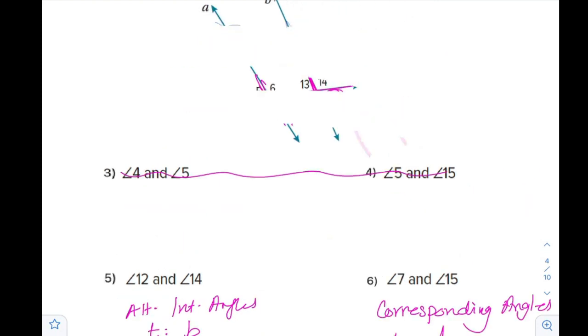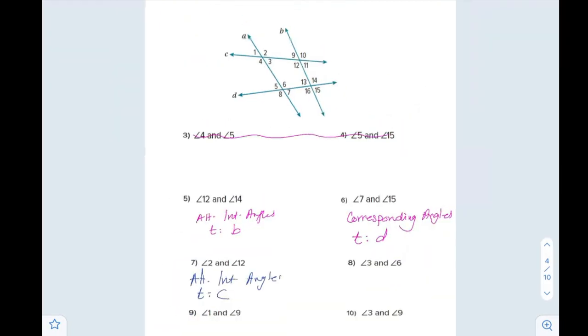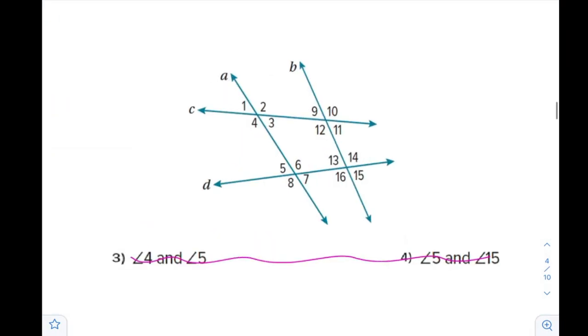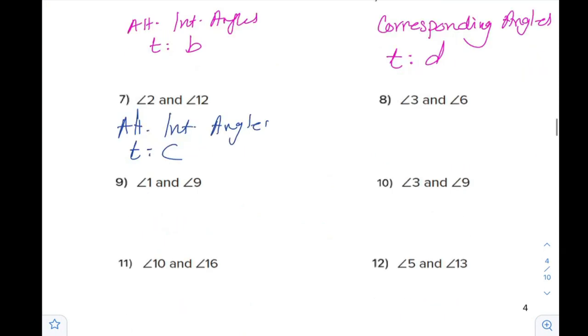Let's erase everything now and restart another. We have angle 3 and 6. 3 and 6, they are lying on this transversal, and this transversal is cutting these lines. So both are interior on the same side. So it is called same side interior angles, or we can call it consecutive interior angles.